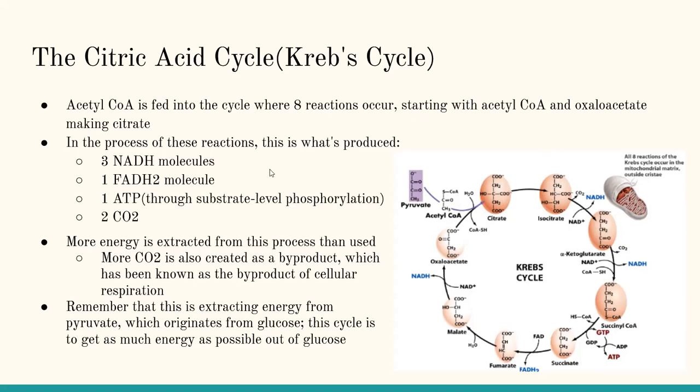In the process of this, not all at once, but through some of these reactions, what's reduced is 3 NADH molecules, 1 FADH2 molecule, 1 ATP through substrate level phosphorylation, and 2 CO2s. And if you look at the graph, you can see where 3 reactions in, you get an NADH, then after that you get another NADH, and so forth, and you can see where you get these molecules from.